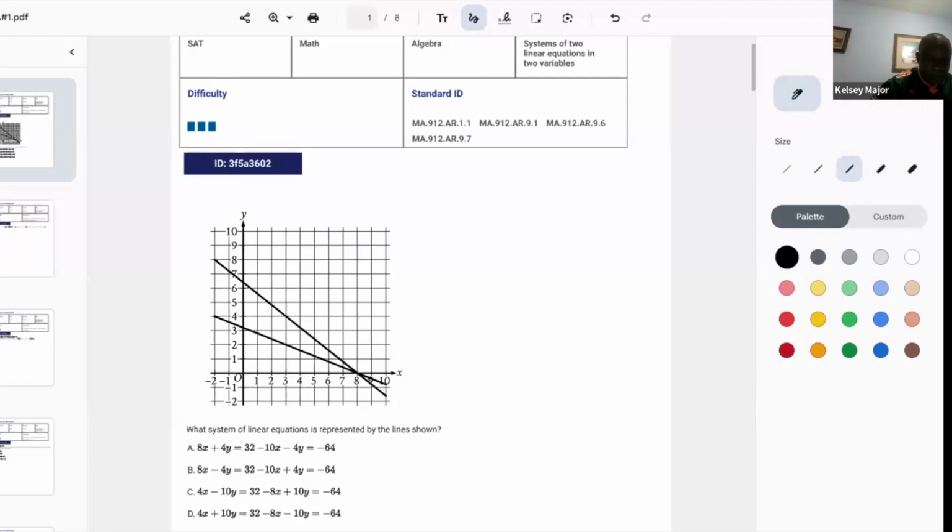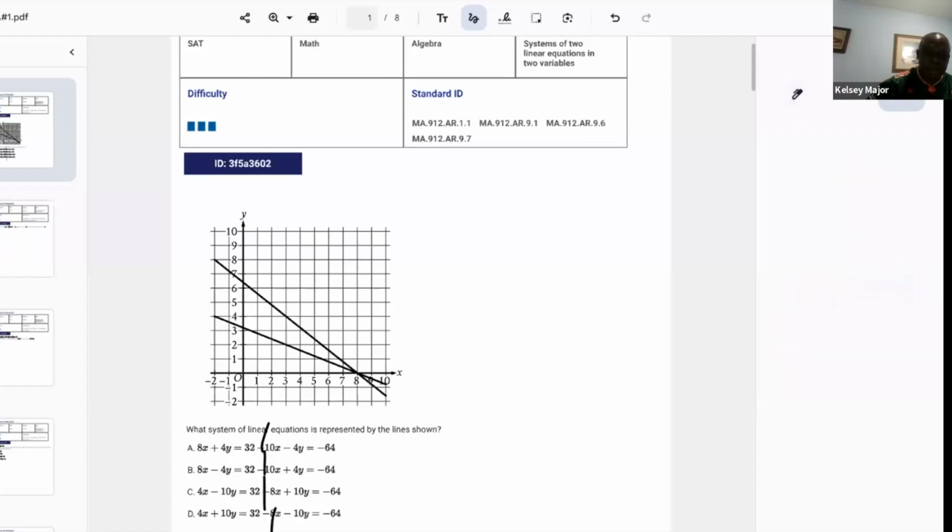So if you would put a line maybe right down through here, these are the two equations, right? So for answer choice A, it's 8x plus 4y is equal to 32. And the second equation is negative 10x minus 4y is equal to negative 64. Okay, so just keep that in mind, and it goes on from there. So each choice has two equations, and we have to figure out which choice represents the two lines in our graph, right?